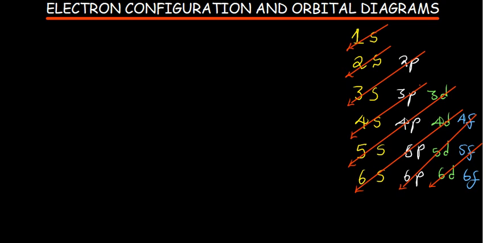You also need to know the maximum electrons that each orbital can occupy. Any s orbital, the maximum electrons it can have is 2. Any p orbital, the maximum it can have is 6. Any d orbital, the maximum it can have is 10. Any f orbital, the maximum it can have is 14. We already determined that. Okay, so are we okay here now?